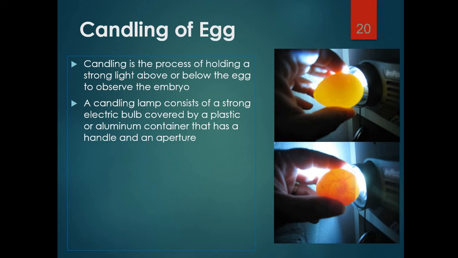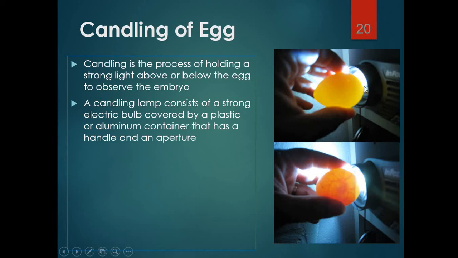Candling of egg. Candling of egg is the procedure of holding a strong light above or below the egg to observe the embryo. A candling lamp consists of a strong electric bulb covered by a plastic or aluminum container that has a handle as well as an aperture. It is used to detect whether the embryo is present inside the egg or not.